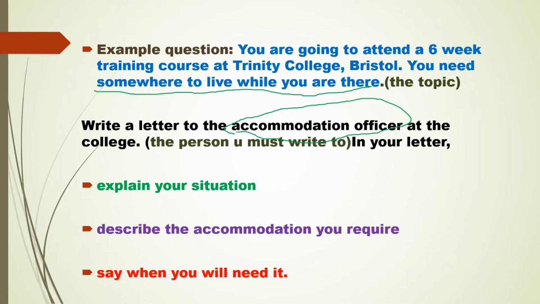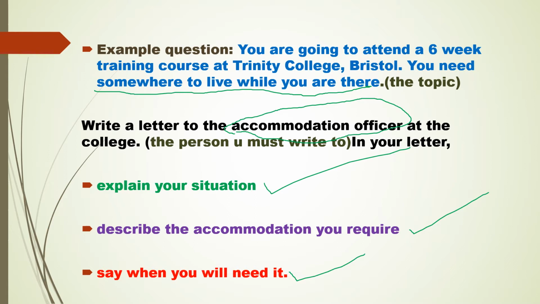And then what are the three topics, three bullet points? This is the first bullet point: explain your situation and describe the accommodation you require, the type of house, one bedroom, two bedroom, first floor, second floor, what amenities you need, and all those things. And when you will need it: from next month, or from this month, a 1 year lease, or 2 year lease, rented or bought, something like that. So, explanation.